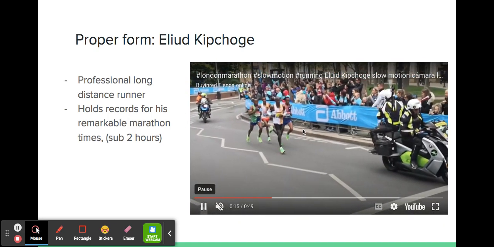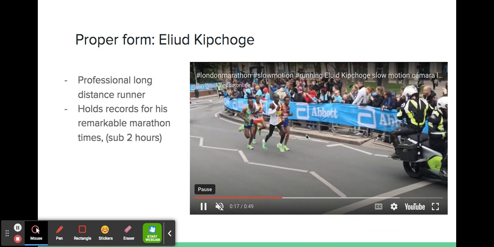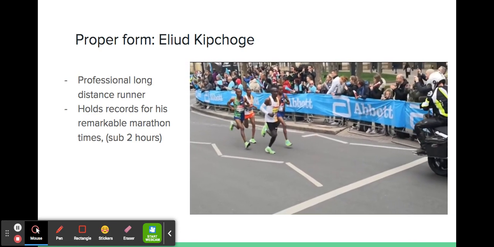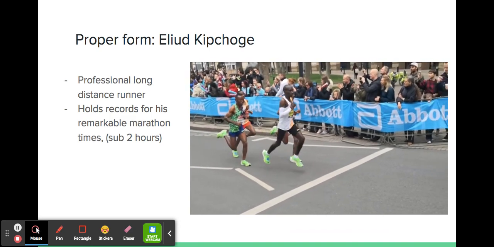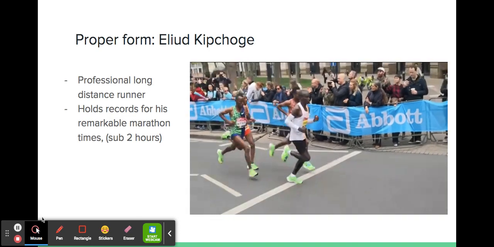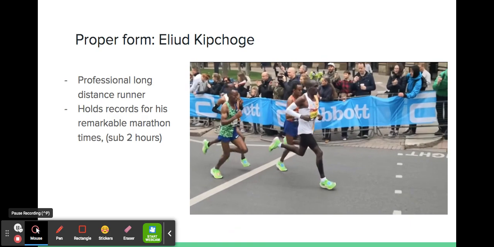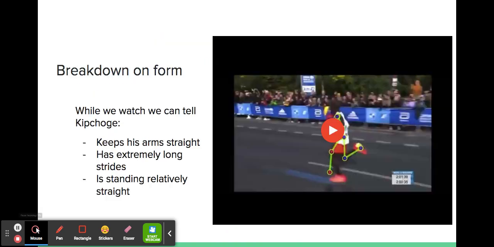This is him running. You can tell he's very strong with his running form. This is actually at the end of one of his races, so it's very clear that he is able to maintain a proper and efficient running form throughout all of his runs.